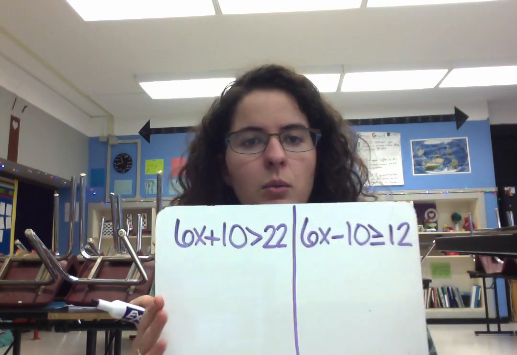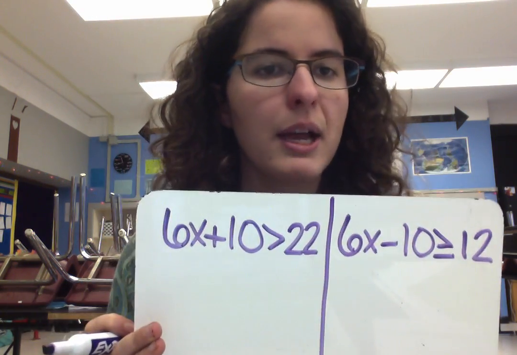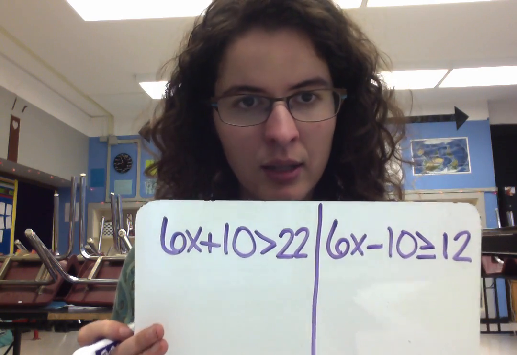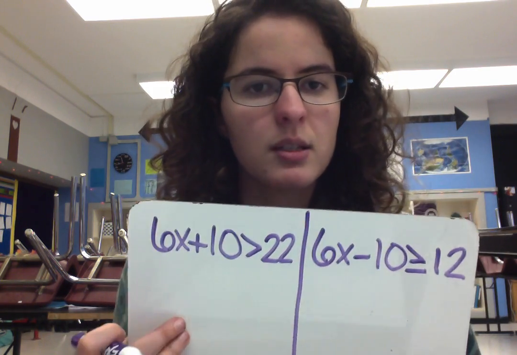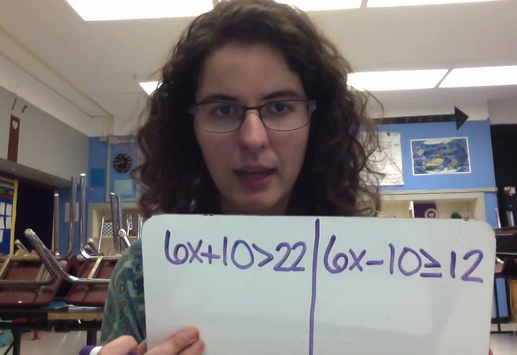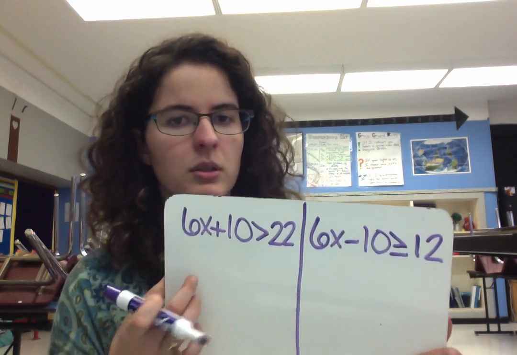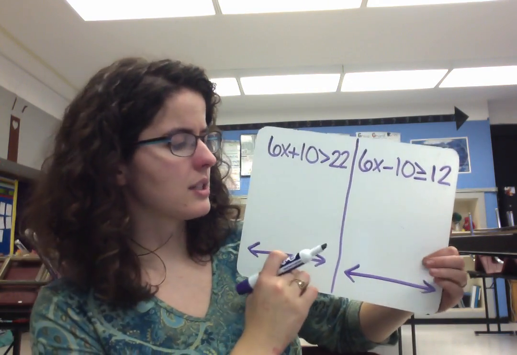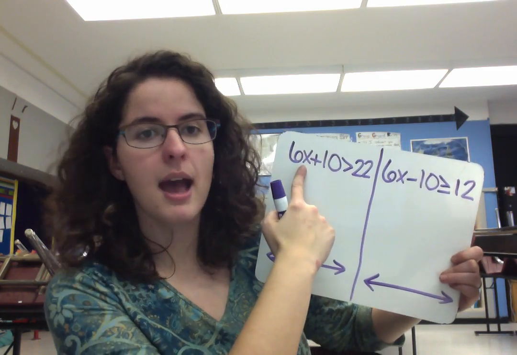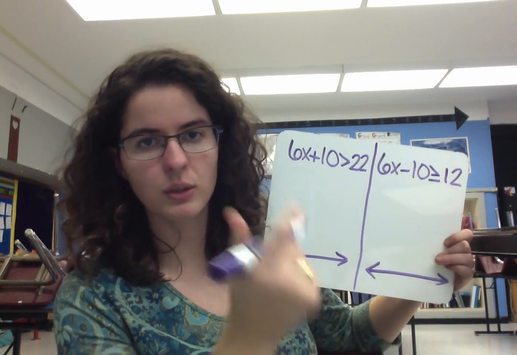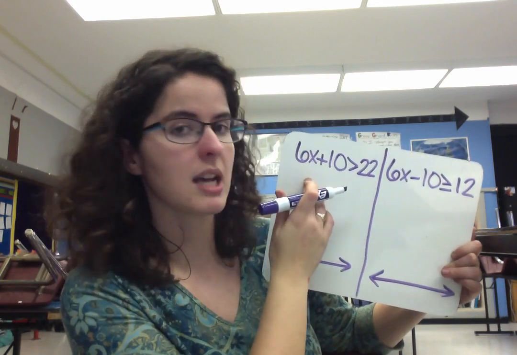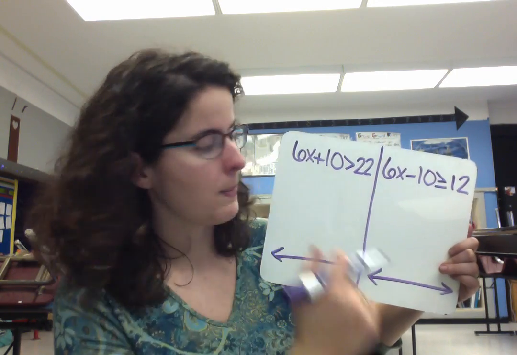So I'm just starting with two things that should look like what you should be able to do after yesterday. These both look like the homework quiz problems that people were able to explain at the beginning of class. I'm going to do this one first. So if I wanted to solve this inequality, I'm looking for every x that would make this true. All solutions that would make this statement, 6x plus 10 is greater than 22, true.